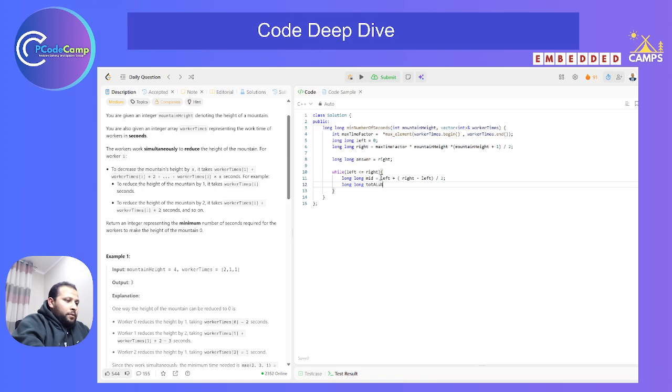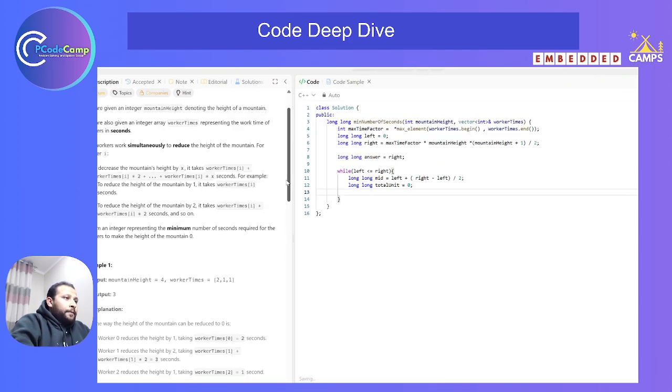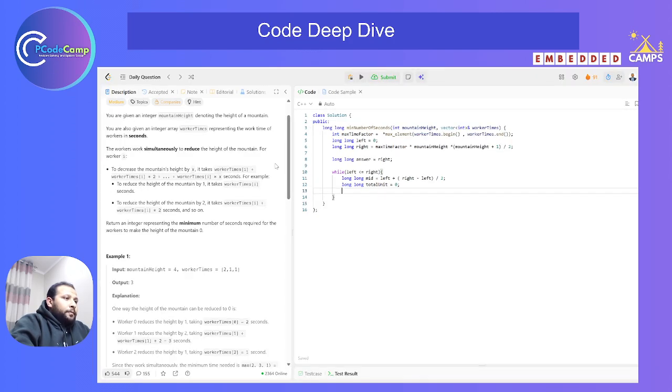Yes, total units. For that total units here, we can reduce this total unit by all workers. Okay, and now we can do this. Long total units. I need you now to iterate over worker times.